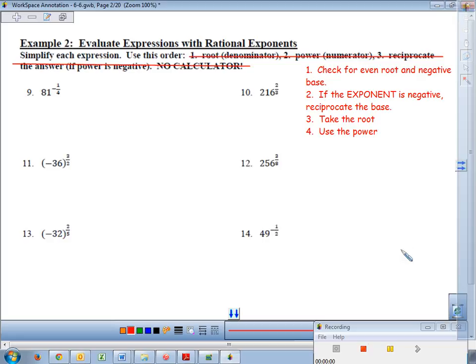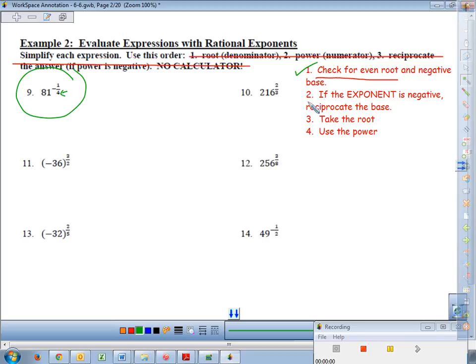Now, here's what we're going to do. First thing we got to realize is check for an even root and a negative base. Okay? Here's our first problem. Doesn't that say 81 to the negative 1/4 power? Correct? What's the base out of that situation? 81. Is the base negative? Yes or no? No. Because we're looking to see, isn't the root of 4? We're trying to see, are we taking the 4th root of a negative base at all? We are not doing that. Isn't the base positive? Correct?